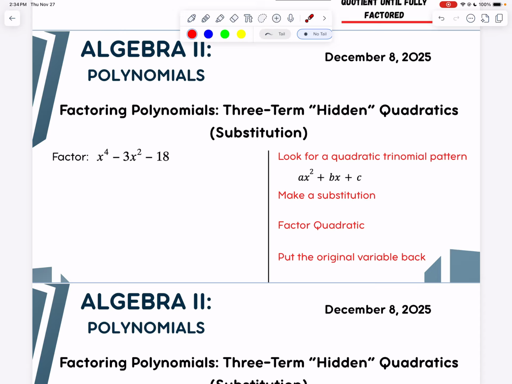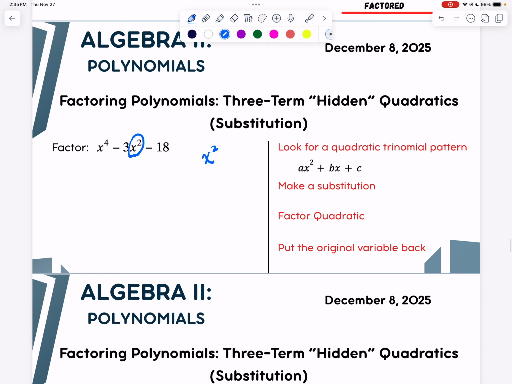If your polynomial has a degree that is twice as much as that middle term, then you know you can turn this into a quadratic. All right, let's see how. Remember that our middle term in a quadratic always has the variable with an exponent of 1. So if we replace x squared with some other letter, I'm going to choose p, then our middle term becomes negative 3p. Our last term is still 18. And our first term is p squared.